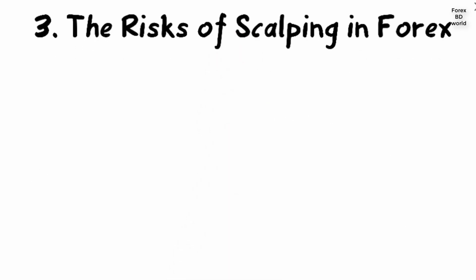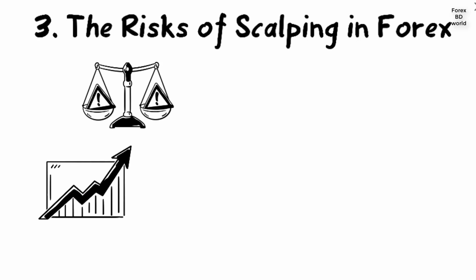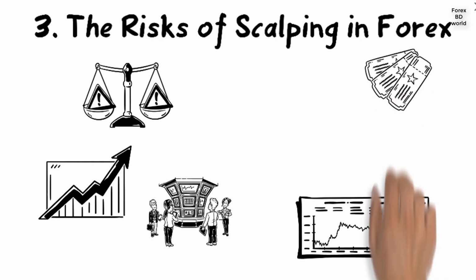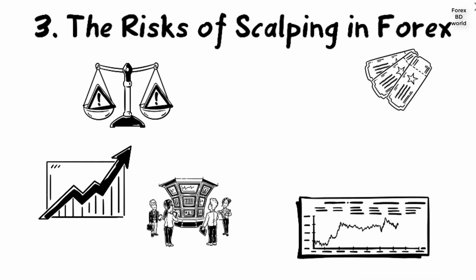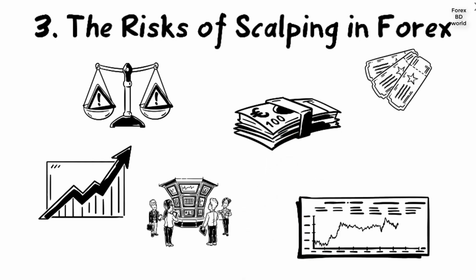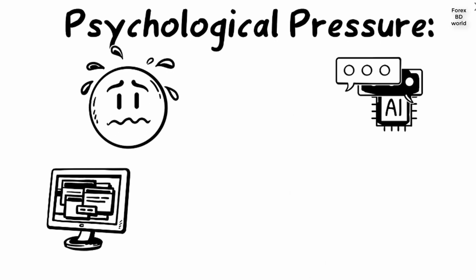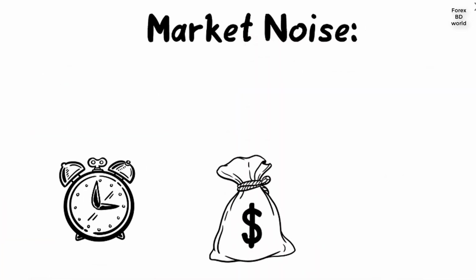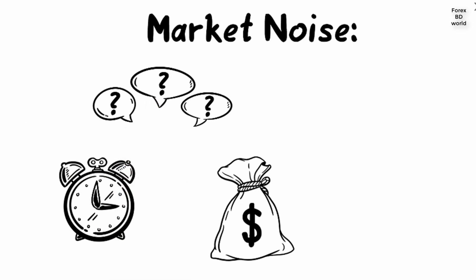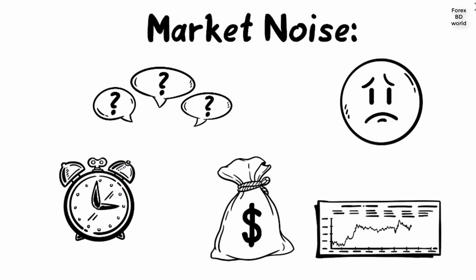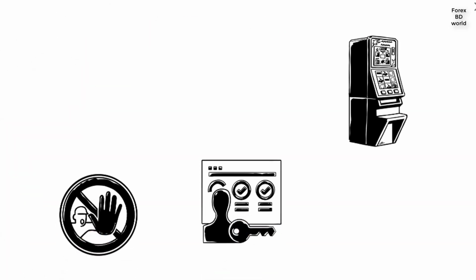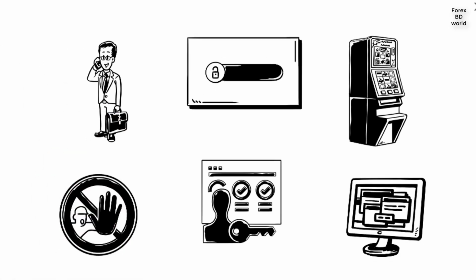3. The risks of scalping in Forex. Despite its benefits, scalping has several risks that traders should be aware of, including high trading costs. Since scalpers trade frequently, they may incur high trading costs such as spreads and commissions. Psychological pressure. Scalping can be stressful, and traders may feel pressured to make quick decisions. Market noise. Short-term price movements can be noisy and unpredictable, making it difficult to predict future price movements. Broker restrictions. Some brokers may restrict or ban scalping, so traders need to choose a broker that allows scalping.